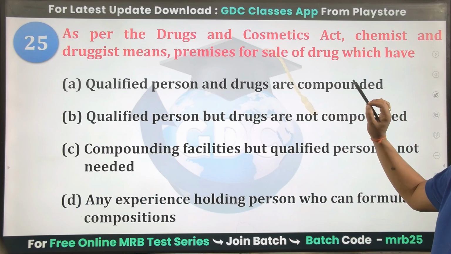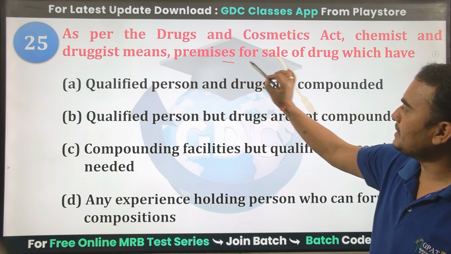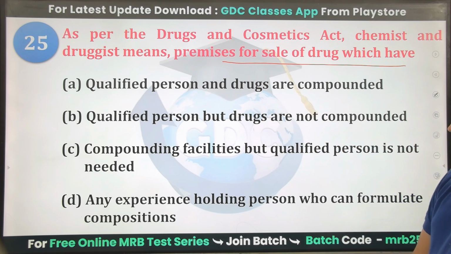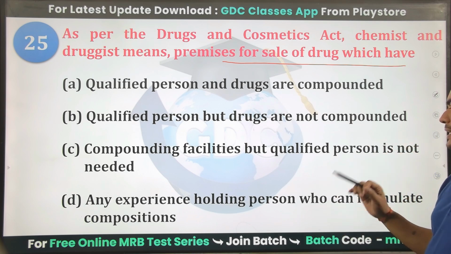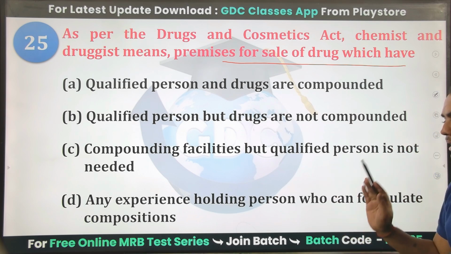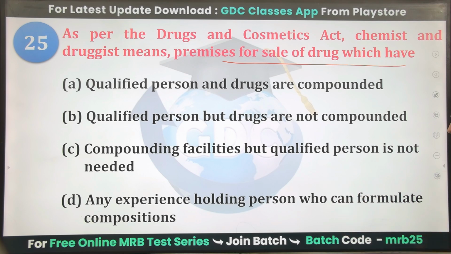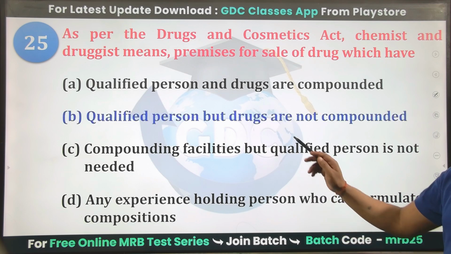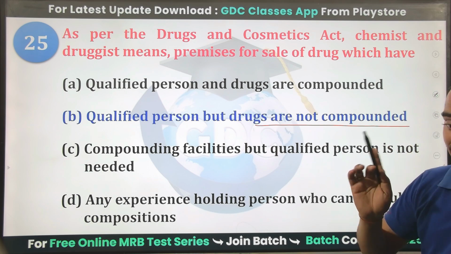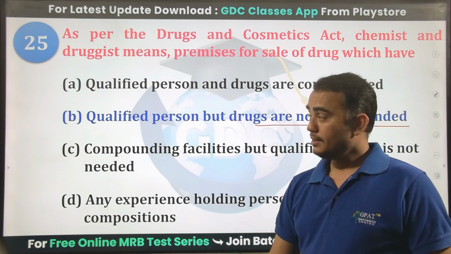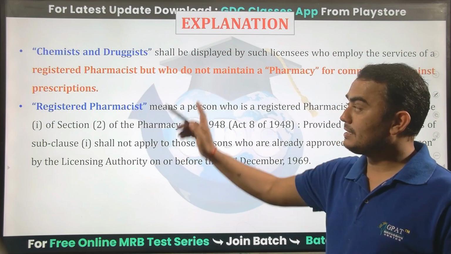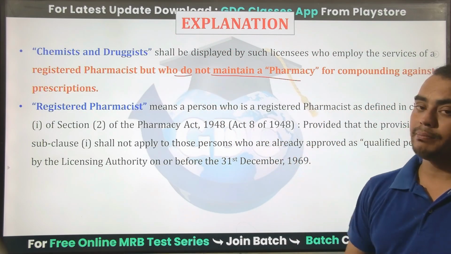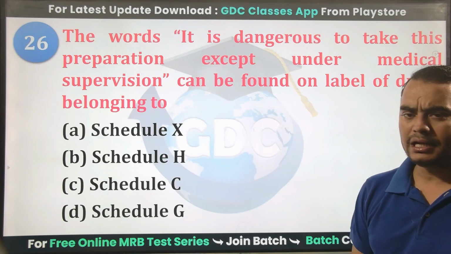As per the Drug and Cosmetic Act, chemist and druggist means premises for sale of drugs. Options: qualified person and drugs are compounded; qualified person but drugs are not compounded; compounding facility but qualified person is not needed; any experience-holding person who can formulate the composition. Qualified person is needed, but there will be no compounding. So: qualified person but drugs are not compounded. Already I have discussed it. Registered pharmacist but who does not maintain a pharmacy, means compounding is not carried out.